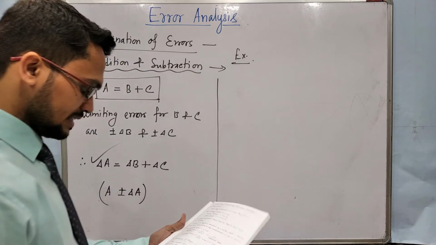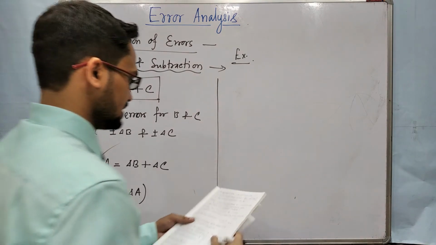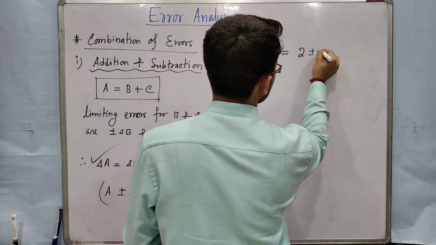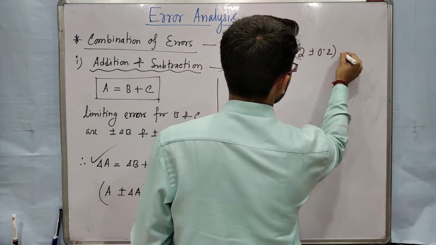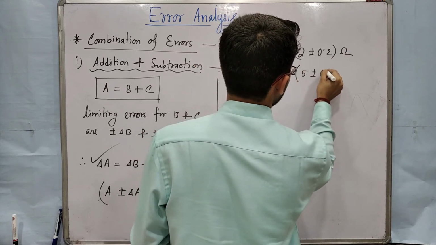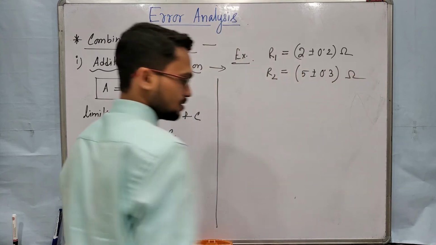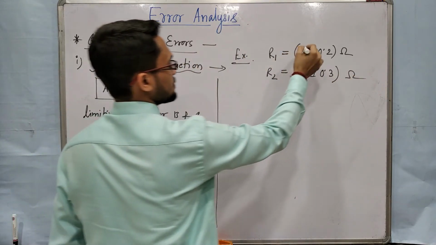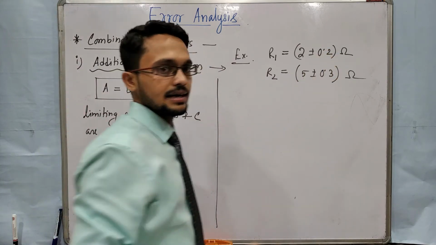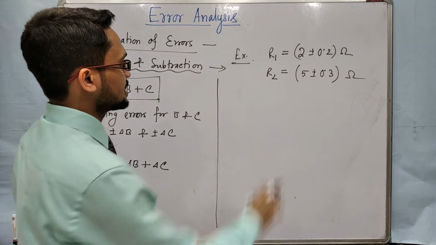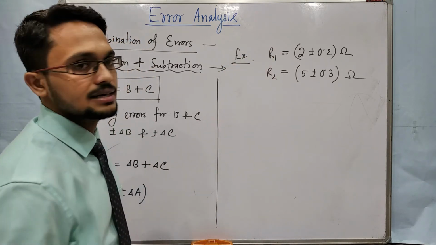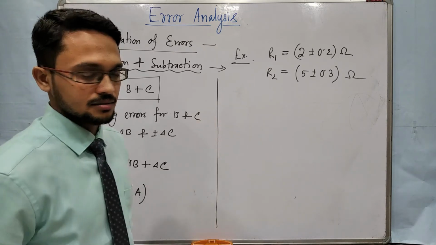Suppose there are two resistances connected in series. R1 equal to 2 plus minus 0.2 ohm and R2 equal to 5 plus minus 0.3 ohm. In this kind of expression, the first term is the true value and the second term is the error. You have to calculate the equivalent resistance with proper error.